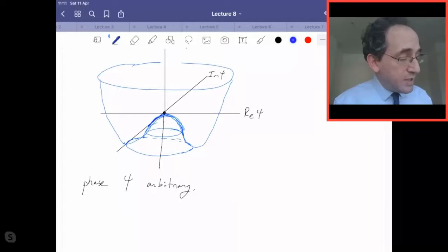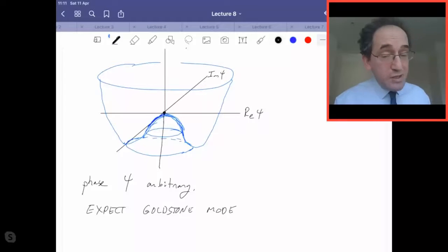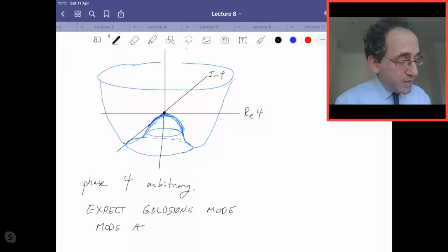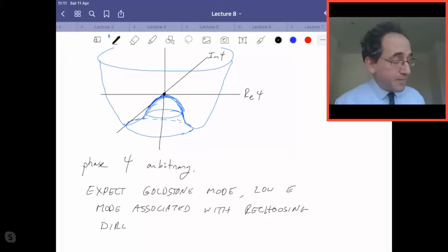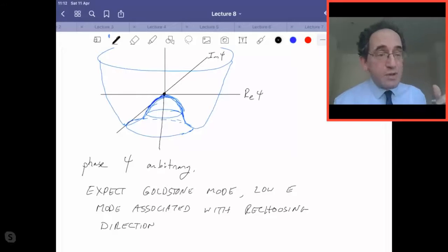Now, when you have such a situation where a continuous symmetry has been broken, you will always have a Goldstone mode, which is a low energy mode associated with re-choosing the direction in which we break the symmetry.